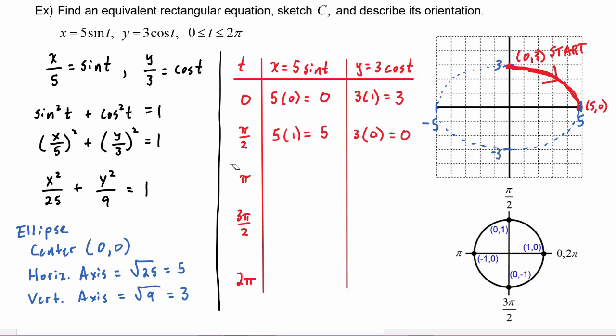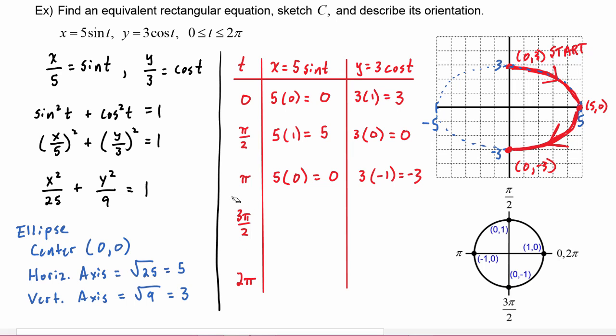If we plug in t is equal to pi, then our x value will be 5 times the sine of pi, which is 0, so x is 0. Y will be 3 times the cosine of pi, which is -1. So our y value is -3. So from here, it travels along the ellipse down to 0, -3. So we can go ahead and fill that in and indicate the direction.